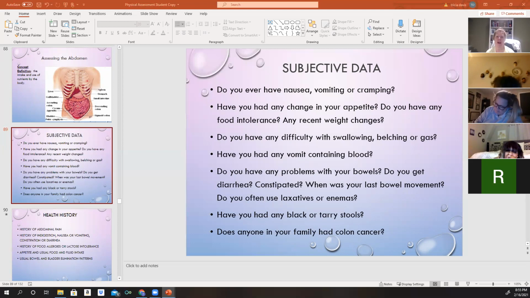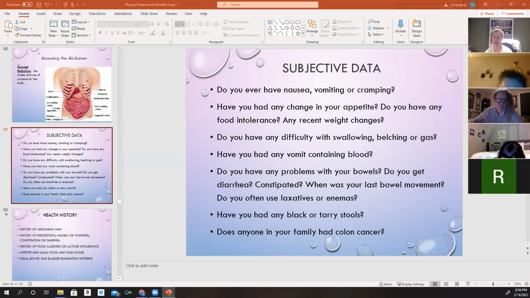So do you have nausea, vomiting, or cramping? Have you had any change in your appetite lately? Are you able to tolerate your diet? Are you experiencing issues with food intolerance? Have you had any weight changes? You want to be able to look at them and know, say, yes, I'm having vomiting, I'm not eating.